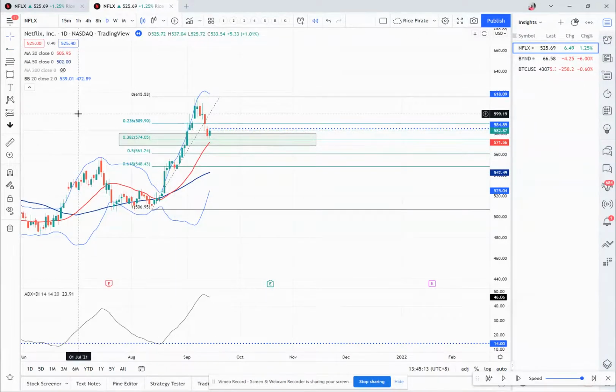Okay. Well, it didn't correspond to my criteria here yet. 38.2, the 20 moving average hasn't been hit. Well, the lower Bollinger Band, that's way down there. So that's kind of like out of the question at this point.